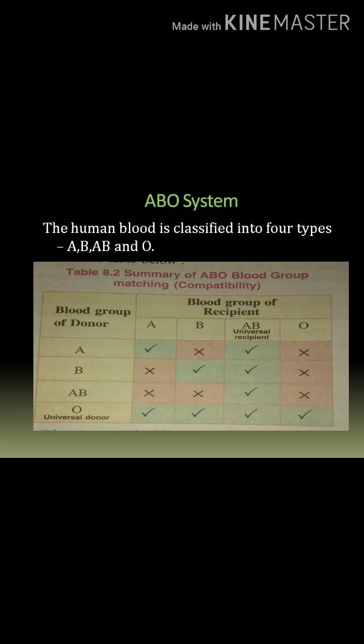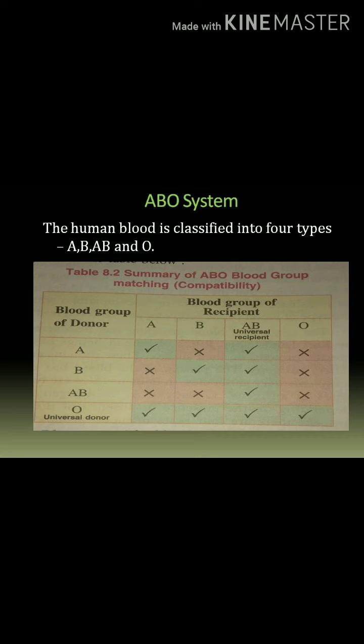Here you can see AB blood group acts as a universal recipient. O blood group acts as a universal donor. Means those who are having AB blood group can receive the blood from any blood groups. And O is called as universal donor, means they can give the blood to any group, but they have to receive the blood from O only.